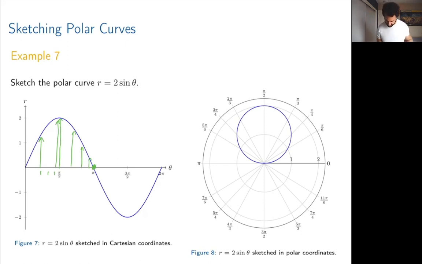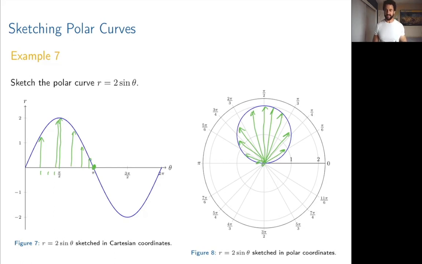So if I kind of match the arrows that I drew on the Cartesian graph, they should look something like this, this, this, this, and this. And then as I continue to go around from pi over 2 to pi, my radii decrease in length until they're 0 again.